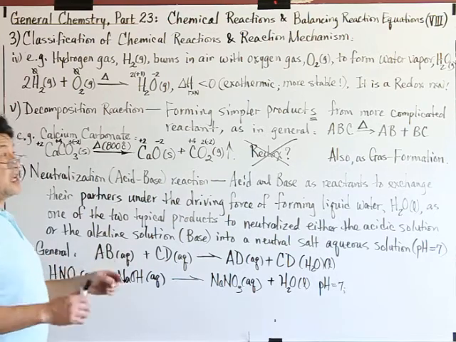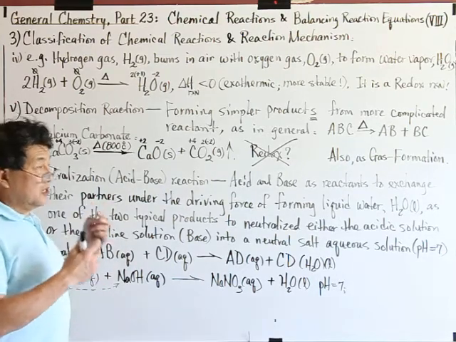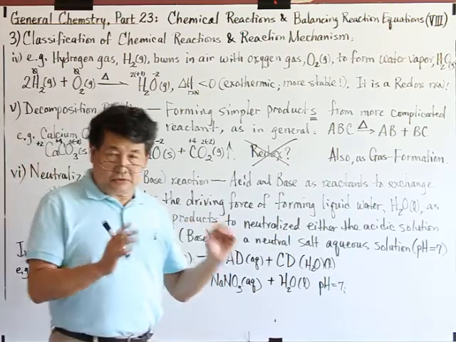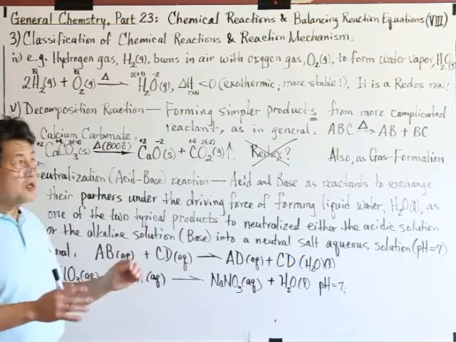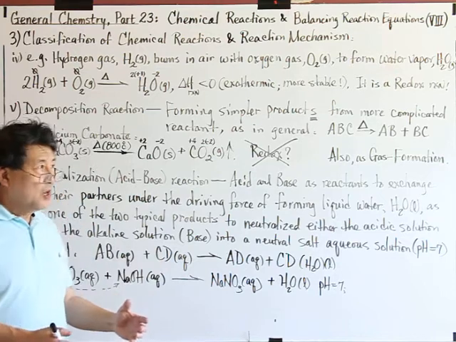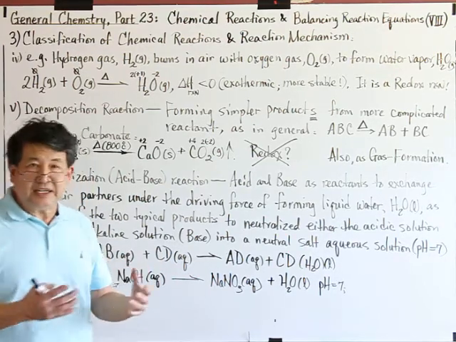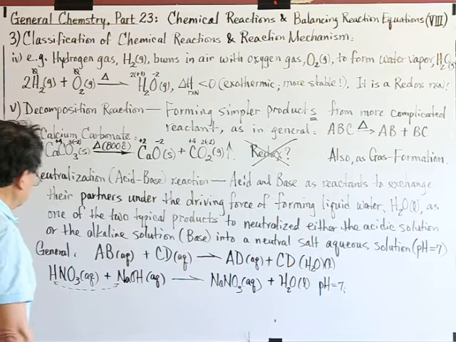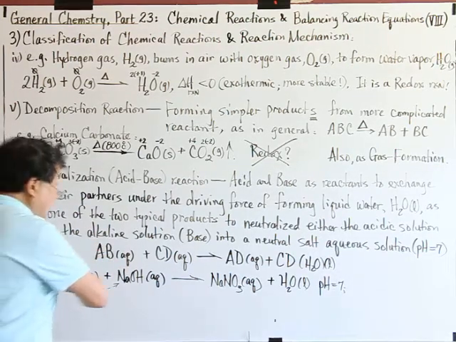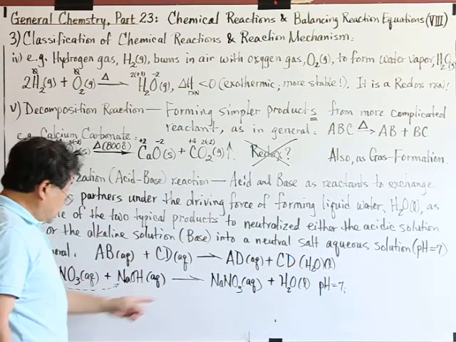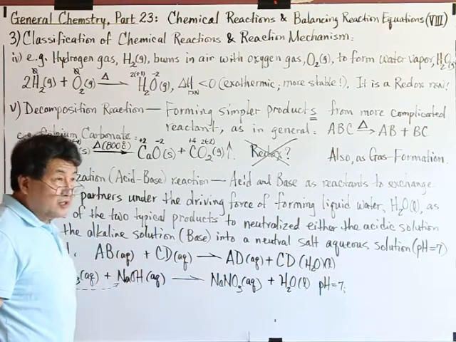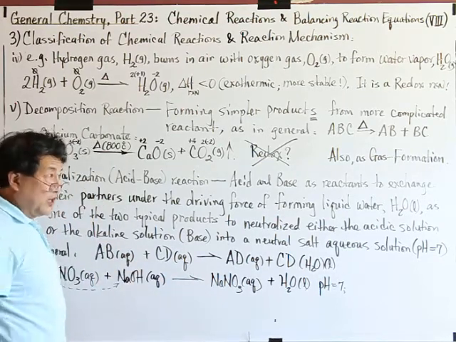NO3 is a cluster of species we call polyatomic ions, right? Polyatomic means more than two or three atoms total. So this whole thing, NO3 1 minus, doesn't even split in the aqueous solution process. This NO3 is the exact same NO3 on the other side, so it doesn't involve any oxidation state change.